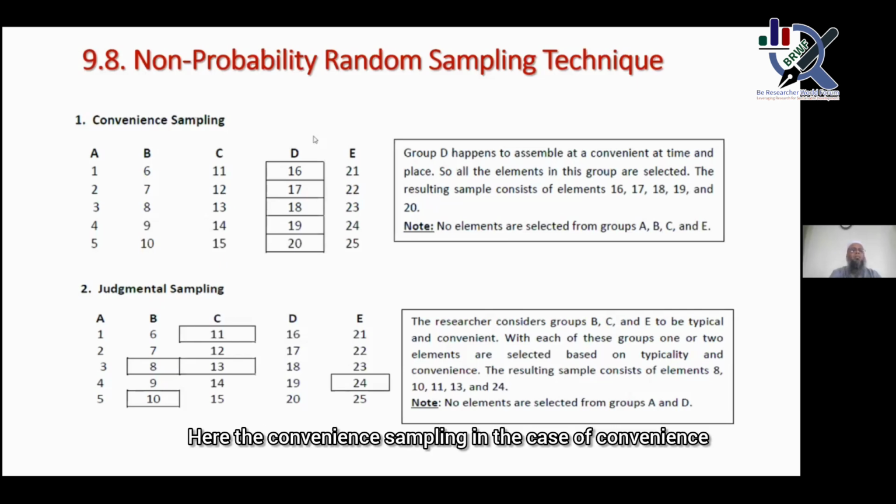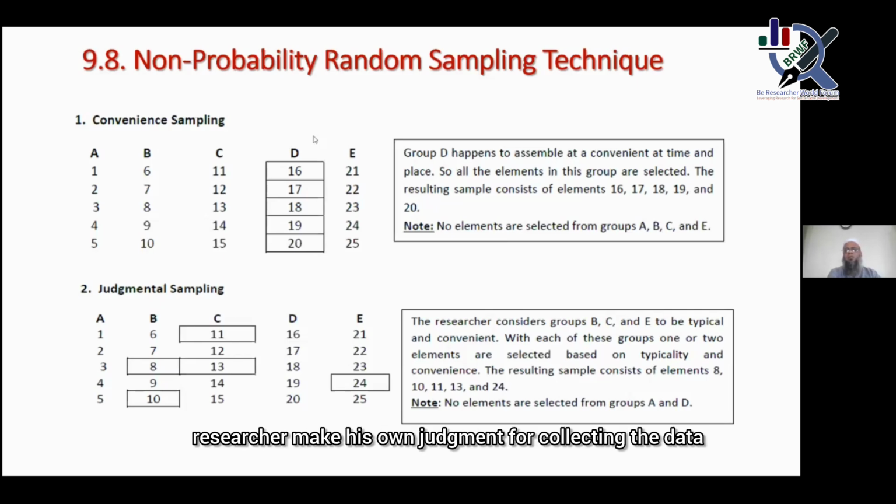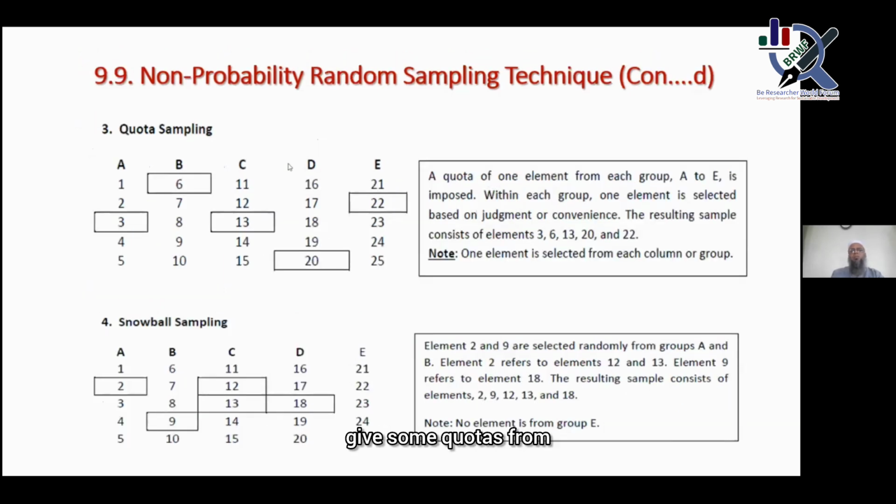Here, in convenience sampling, you collect data from whoever is convenient for the researcher. In judgmental sampling, the researcher makes his own judgment for collecting the data. And in quota sampling, sometimes the government gives some quotas, so you have to take a quota of one element from each group. Then it is called quota sampling.